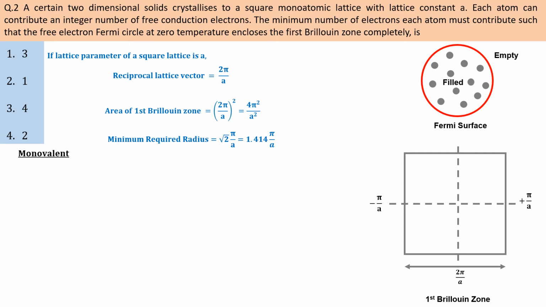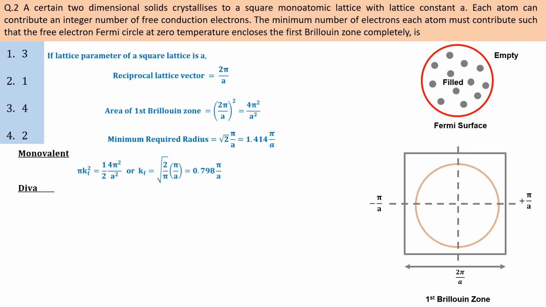If the atom is monovalent, then the Fermi circle occupies only half of the total area of the first Brillouin zone. The rest of the area remains vacant. Rearranging this relation brings the radius of the circle to 0.798 pi by a, which is not sufficient to fully enclose the first Brillouin zone.